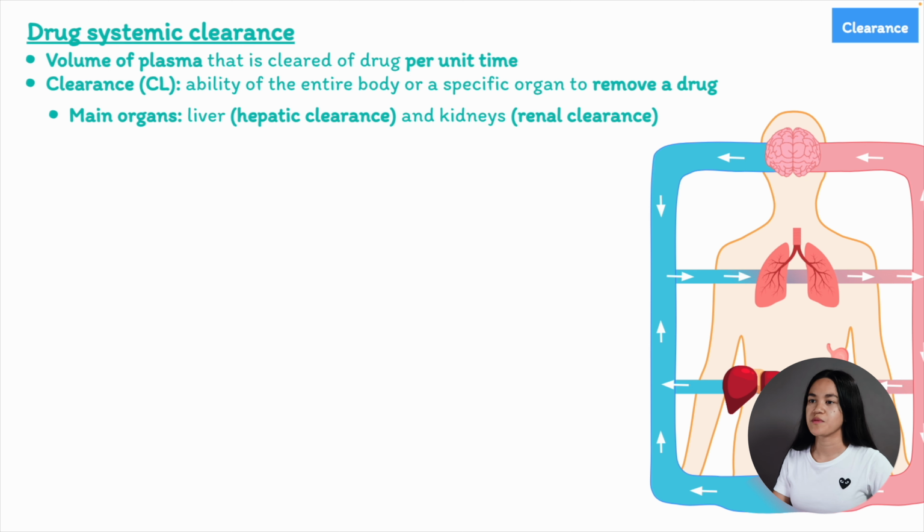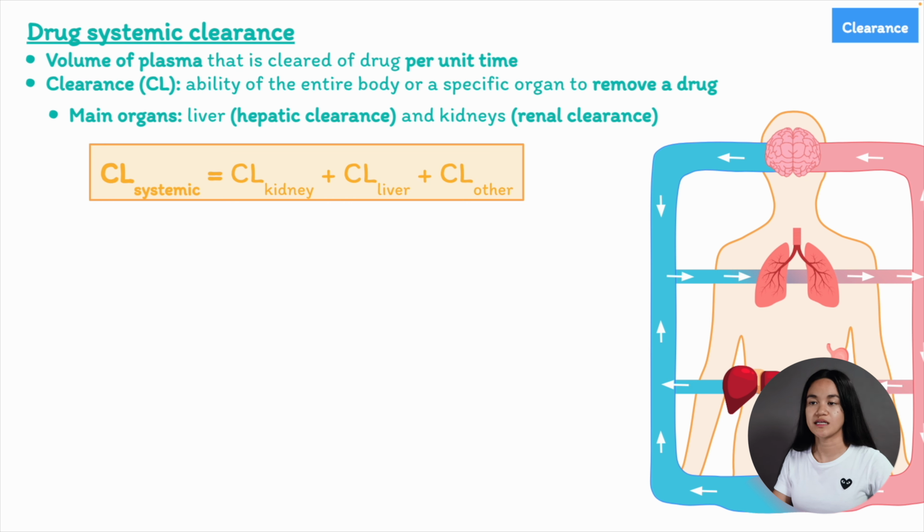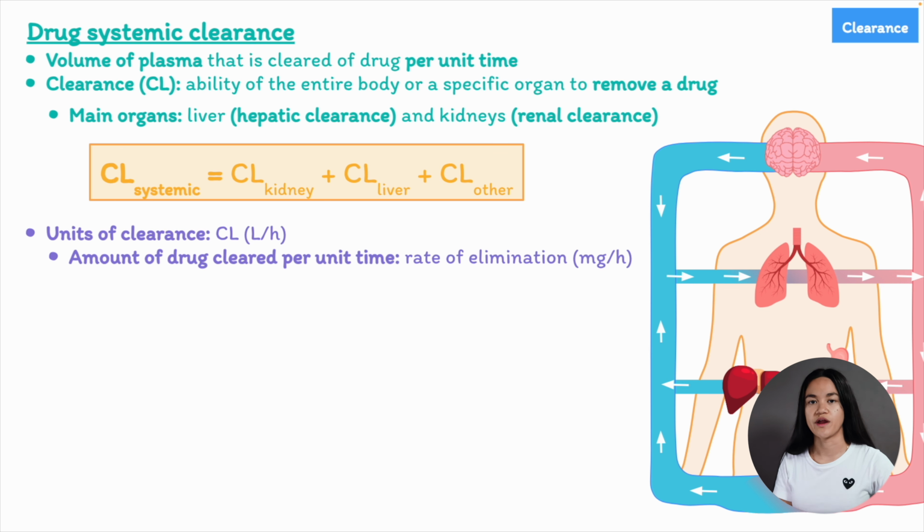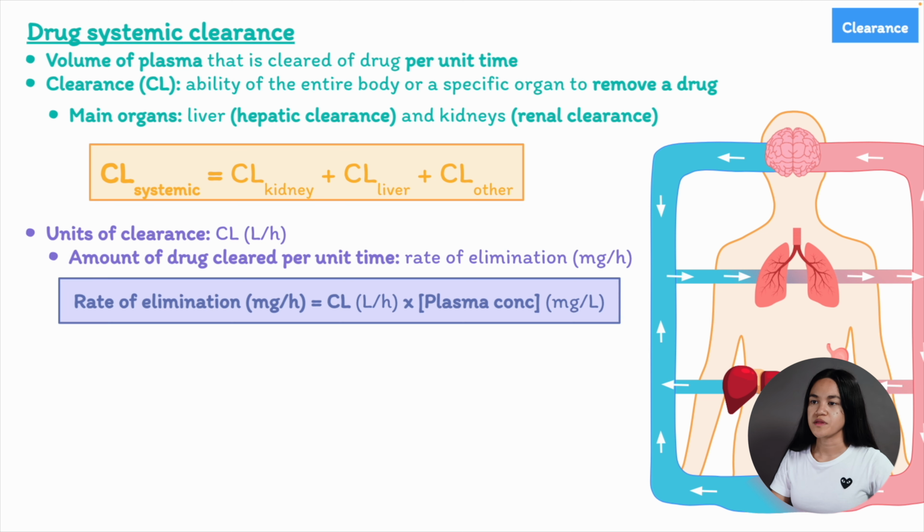And so we can write the systemic clearance, the clearance by the whole body, is equal to the hepatic clearance plus the renal clearance plus the clearance by other organs. The notation for clearances is CL, and its unit is a volume per time, so liters per hour. And it's related to the amount of drug cleared per unit time, which we call the rate of elimination. The rate of elimination is the amount of drug eliminated from the body per unit time. We express the rate of elimination in milligrams of drug eliminated per hour.